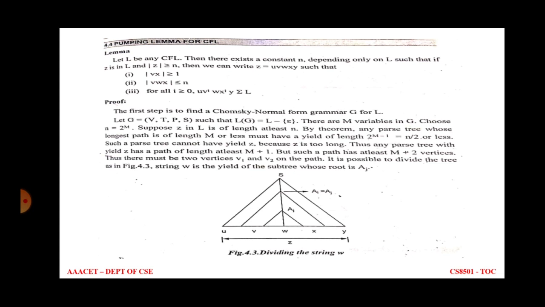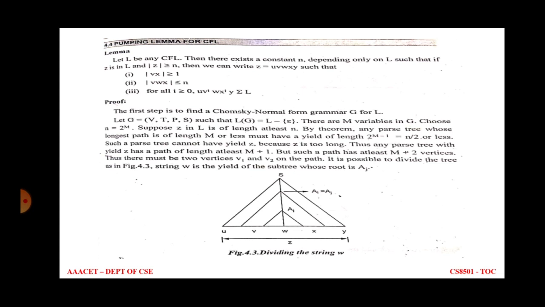In that case, if Z is in L, where Z is the total input string and the length of the string is greater than or equal to n, then we can split that string as Z = uvwxy, similar to the property we already saw in the first unit. In the first unit we split w into xyz, that is only 3 parts, but here we can split the given input string into 5 parts, that is u, v, w, x, y.